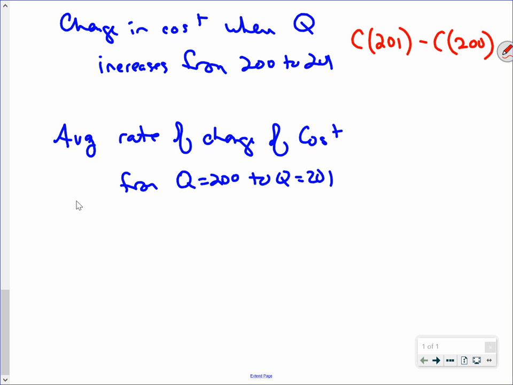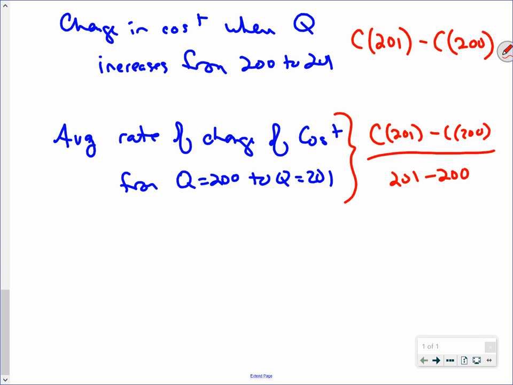Okay, so what's this asking you to do? This is the average rate of change. So this wants you to do the cost at 201 minus the cost of 200 over 201 minus 200. This is y2 minus y1 over x2 minus x1. This is just slope. Okay, average rate of change is just find the slope.